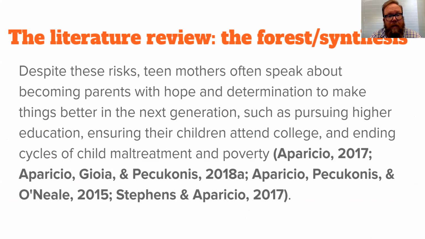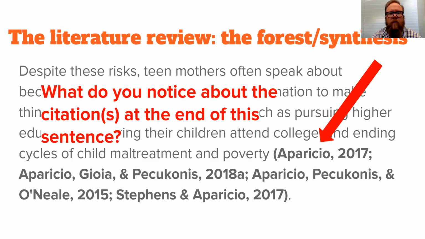Here's another example. Despite these risks, teen mothers often speak about becoming parents with hope and determination to make things better in the next generation, such as pursuing higher education and ensuring their children attend college and ending cycles of child maltreatment and poverty. And so what I would ask about this is, what do you notice about the citation or citations at the end of this sentence? And the first thing that I would hope you would notice is that there are 4 in-text citations following this sentence. So this one sentence represents some of the important findings in 4 scholarly articles.